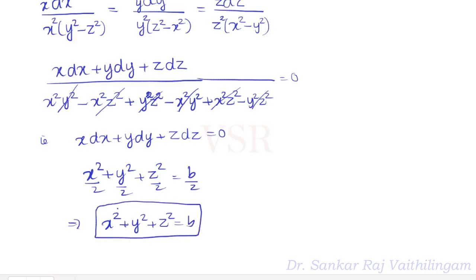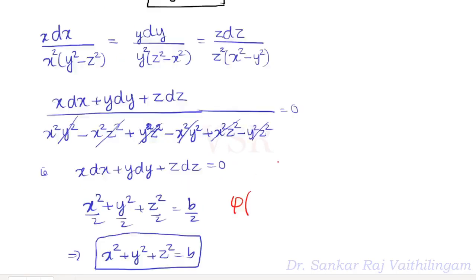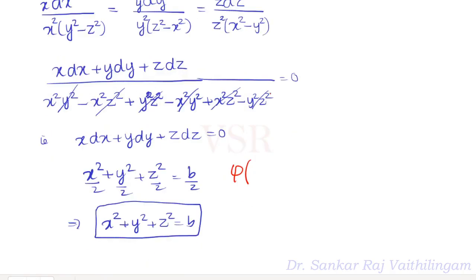ஓகே, அப்போ what is the solution to my PDE அப்படின்னா, it is phi of first function வந்து x, y, z. So phi of x, y, z comma this is x square plus y square plus z square, which is equal to 0. So this is my solution.